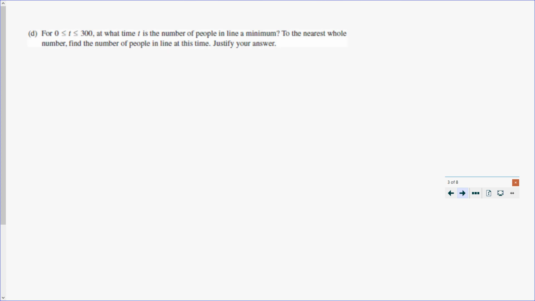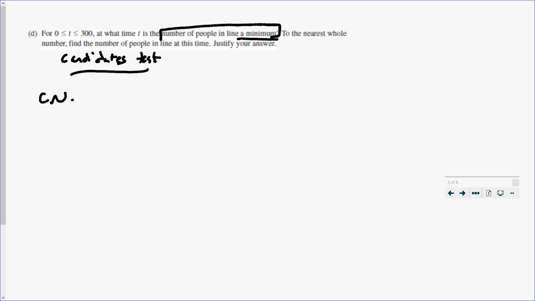Ready? Part D says between 0 and 300, at what time is the number of people in line at a minimum value? Oh no. To the nearest whole number, find the number of people in line. Well, this is our candidates test. So what do we need? Well, we need our critical numbers. Now be careful when you get your critical numbers. We want the number of people in line, so we have to consider the rate in minus the rate out.